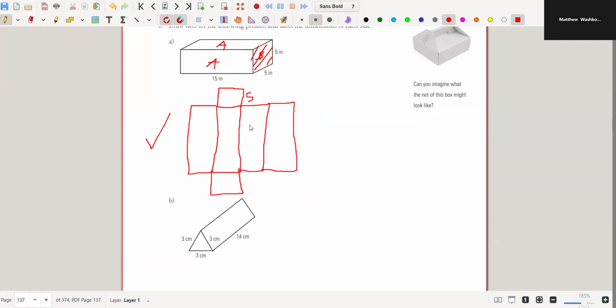You need to label the stuff. This one's 5, this one's 5, this one's 5. This is 15. How wide is the whole thing? I want you to think about it, actually. How wide is the whole thing? Well, it's 5 centimeters tall. That's how long this part is. So 5 plus 5 plus 5 plus 5. The whole thing is 20 centimeters wide. How tall is the whole thing? Well, 5 plus 15 plus 5 is 25 centimeters.